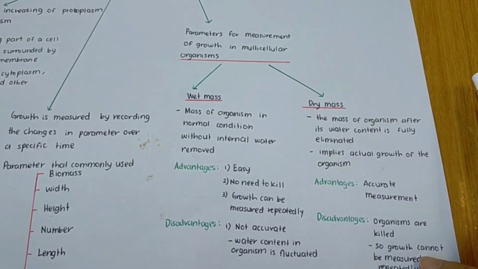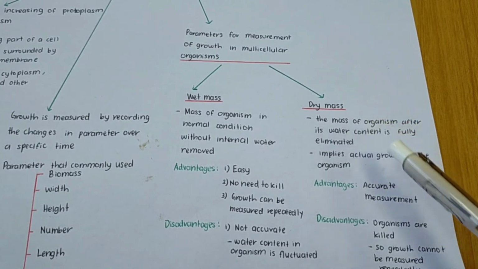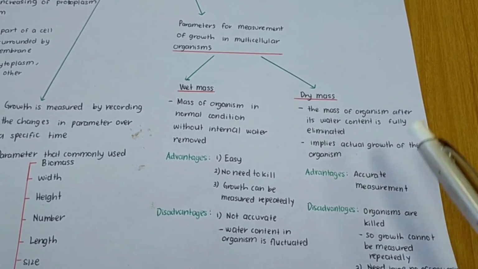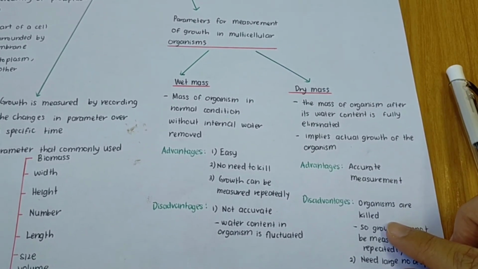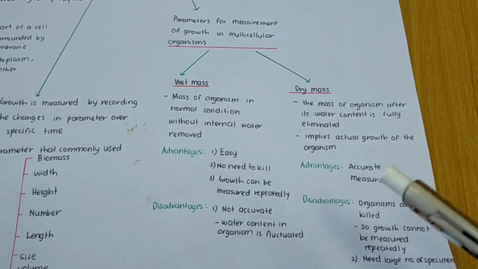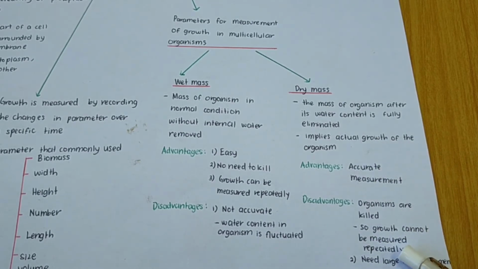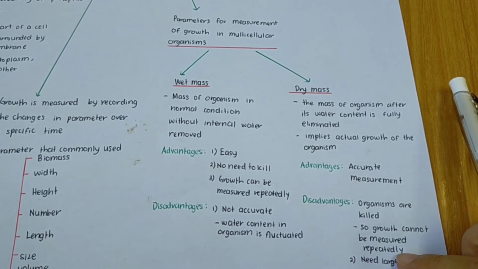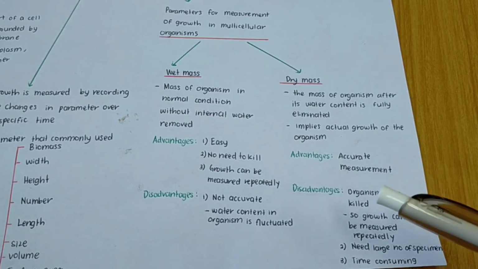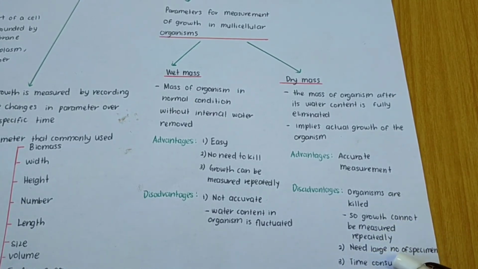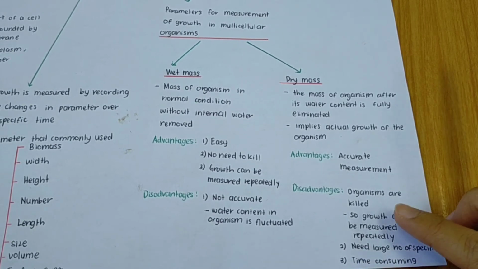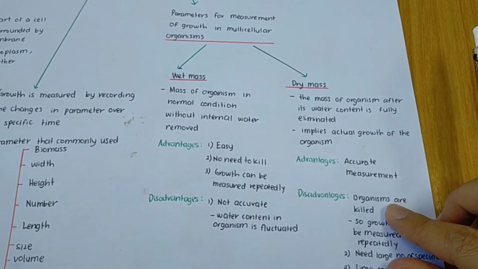Okay, so what is the advantage for dry mass? For dry mass, the measurement is more accurate. But for disadvantage, organism are killed. Why kill? Sebab kita nak removekan the water content inside of the organism. So organism tu akan dibunuh dulu. So growth cannot be measured repeatedly. So means that the same specimen cannot be repeated sebab organism tersebut dah dibunuh. Okay, and then second, need large number of specimen. And then third, time consuming. So dia akan ambil masa yang lebih lama compare dengan wet mass.